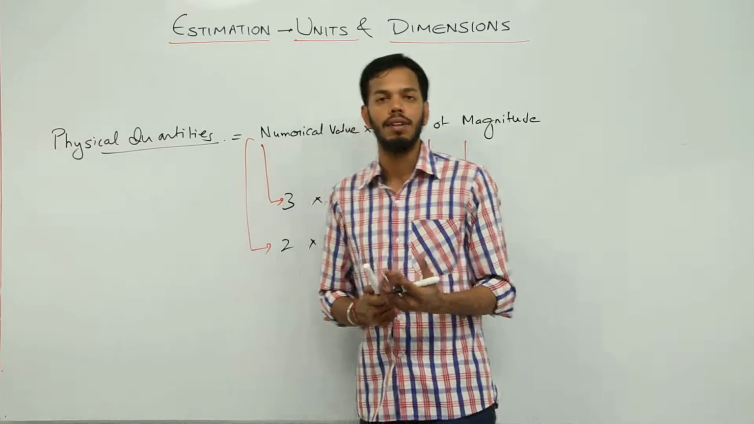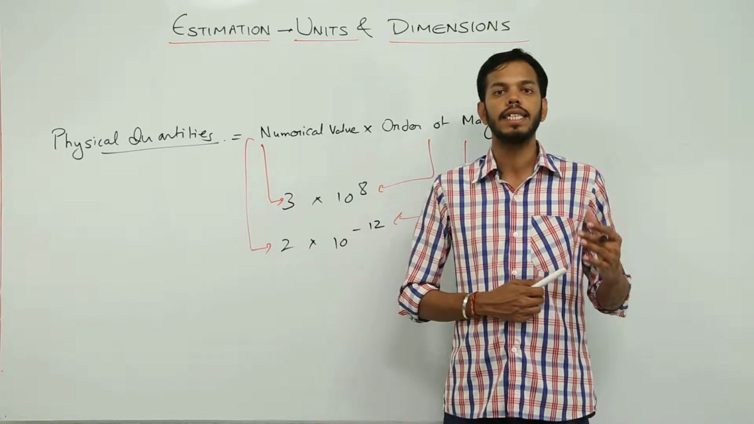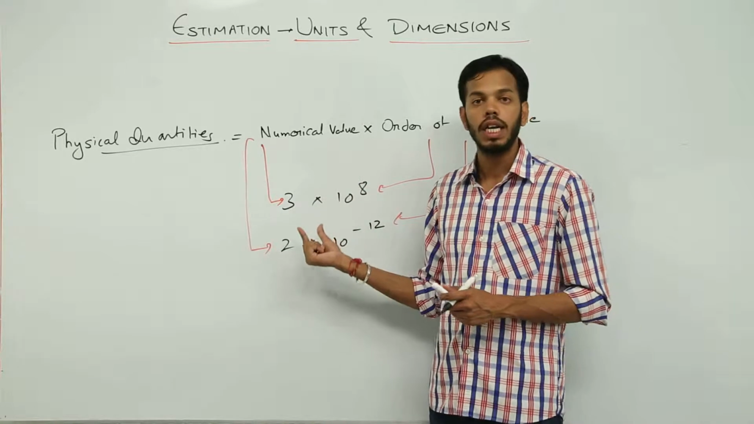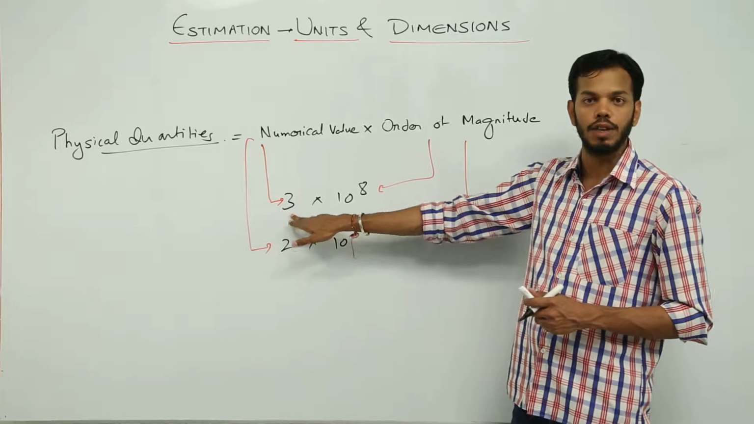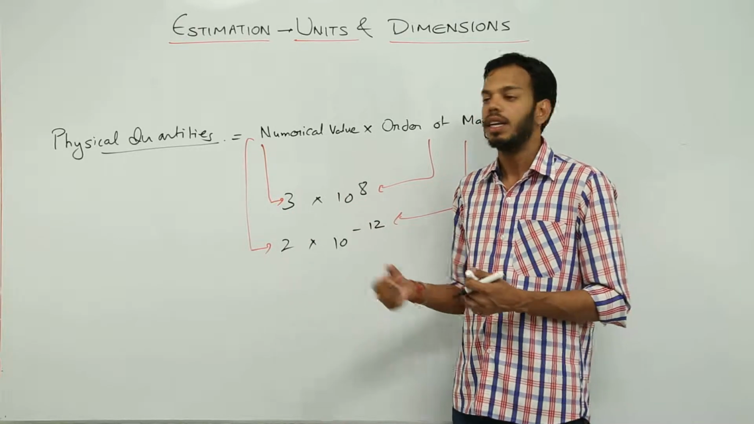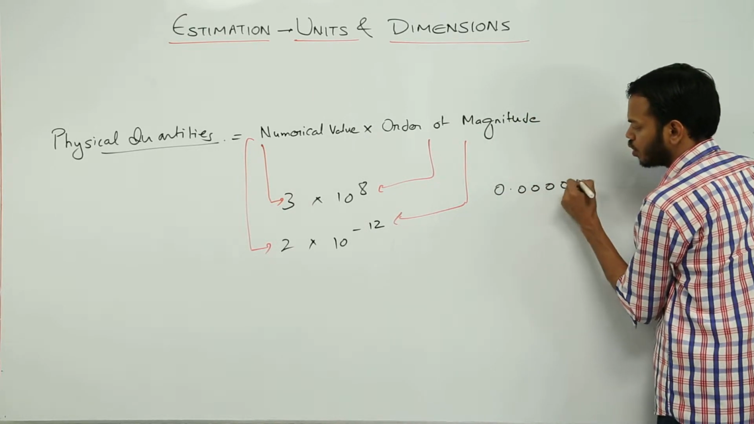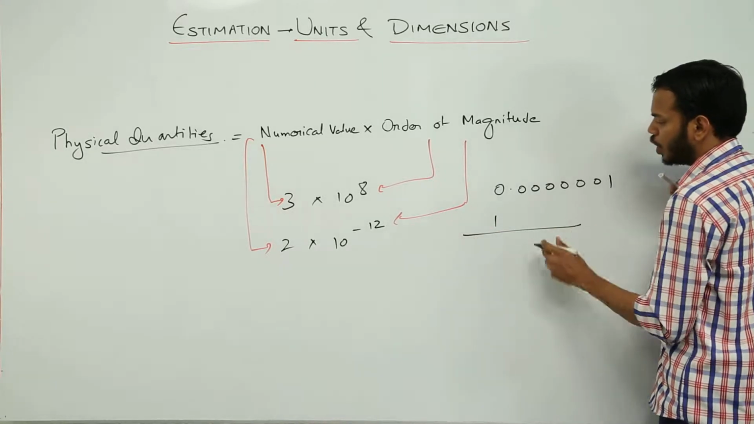So what is the numerical value? Numerical value is that one unit, basically it is greater than 0 and less than 10, which will be placed before 10 raised to power something. Okay, so that gives the numerical value, whereas order of magnitude is everything raised to power 10. For example, I just wrote a value 0.0000001.